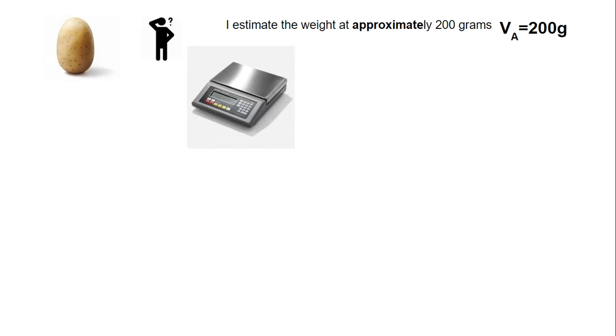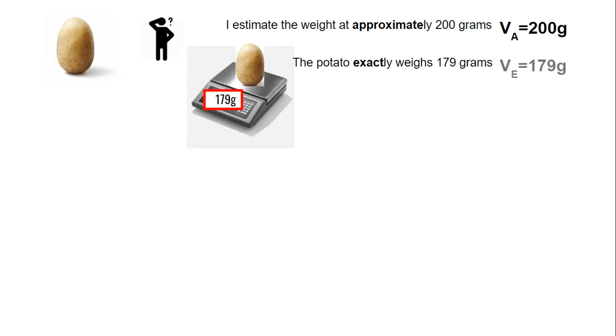Now, turns out that I find a scale and I put my potato on top of the scale and I read and it's actually 179 grams. So I was a little bit over. And therefore I have the exact value of the weight of the potato, which is 179 grams. And I write it like this for value exact, 179 grams.